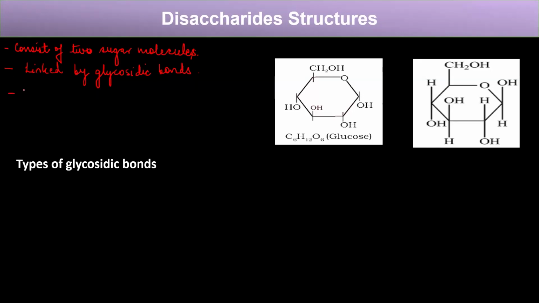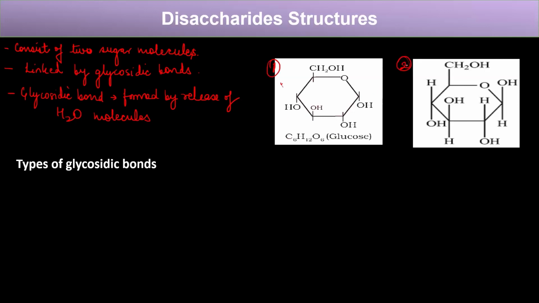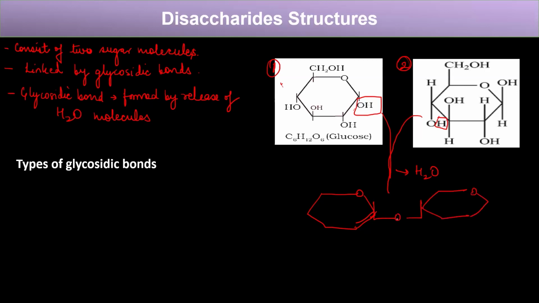And how are glycosidic bonds formed? They are formed by the release of a water molecule, right? Suppose this is your one sugar molecule, and this is your second sugar molecule. The water molecule will come from the OH of one molecule and the H of the second molecule. So this water molecule will be released, and you will have a structure something like this. This will be your glycosidic bond.